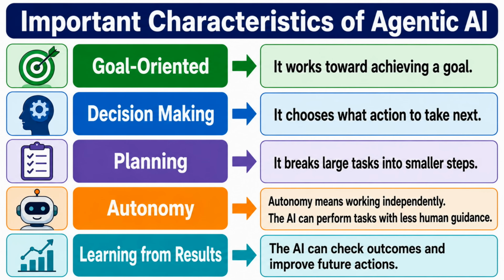Now we will see important characteristics of agentic AI. First one, goal oriented. Agentic AI works toward achieving a goal. Second one, decision making. Agentic AI chooses what action to take next. Third one, planning. Agentic AI breaks large tasks into smaller steps. Fourth one, autonomy. Autonomy means working independently. The AI can perform tasks with less human guidance. Fifth one, learning from results. The AI can check outcomes and improve future actions.